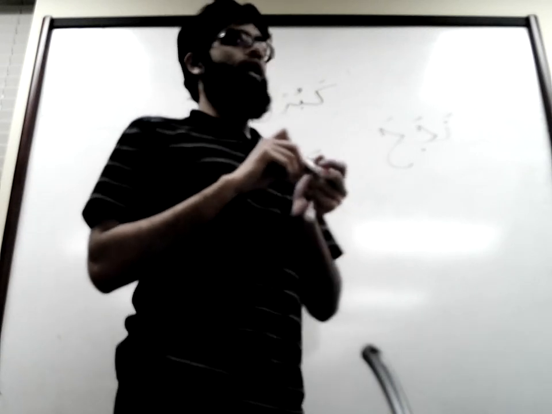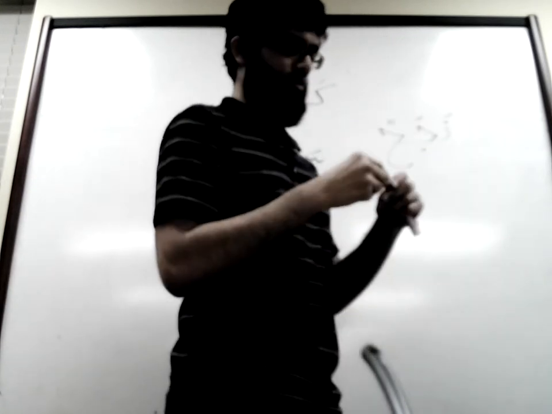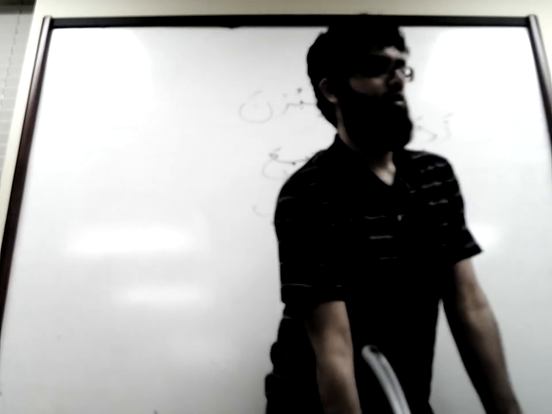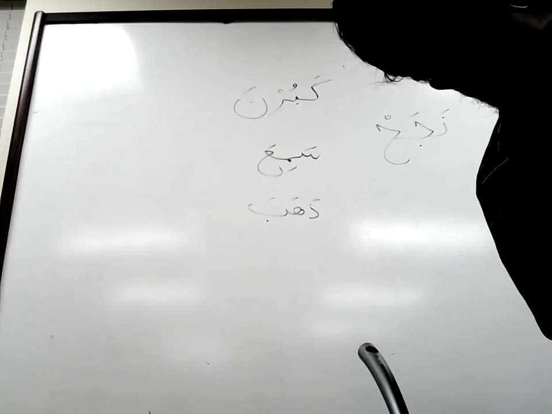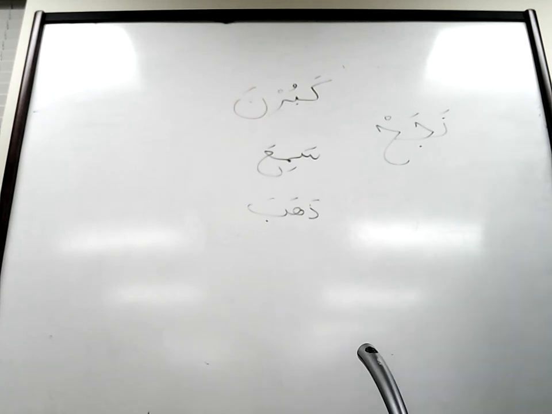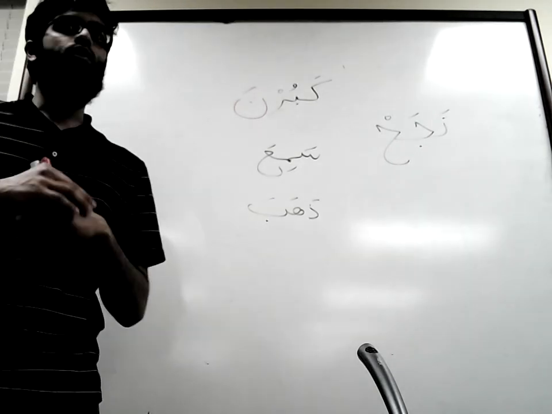Najahu. Najahat. Najahata. Najahna. Najahta. Najahtuma. Najahtum. Najahti. Najahtuma. Najahtunna. Najahtu. Najahna. Okay, how do you say you passed, talking to a man? Najahta. Okay, how do you say we passed, all of us? Najahna. How do you say she passed? Najahat.